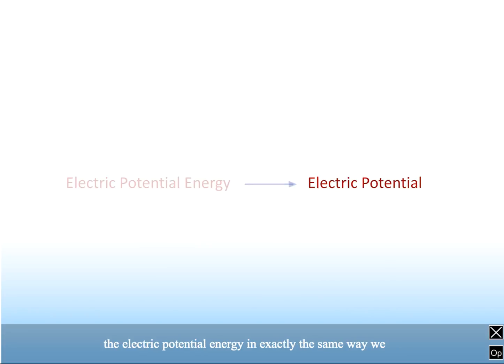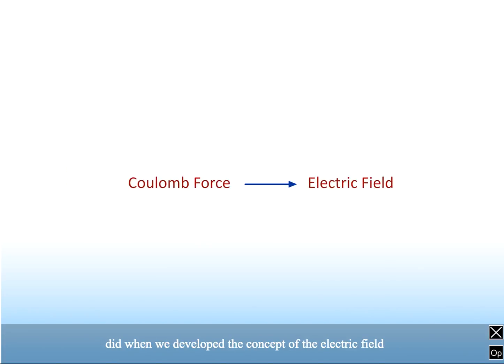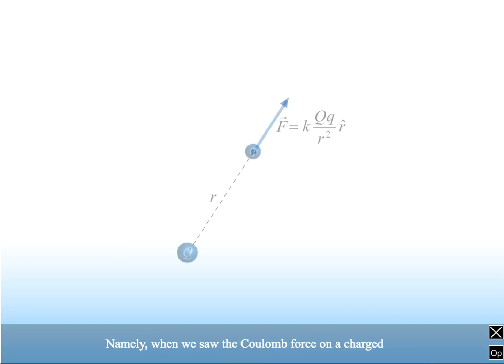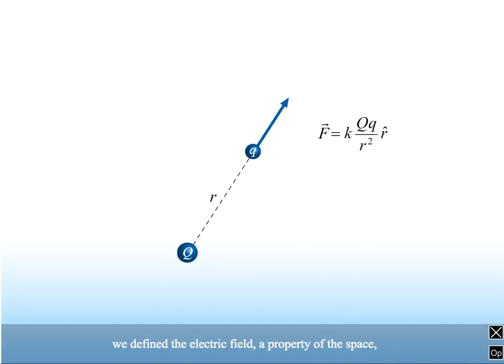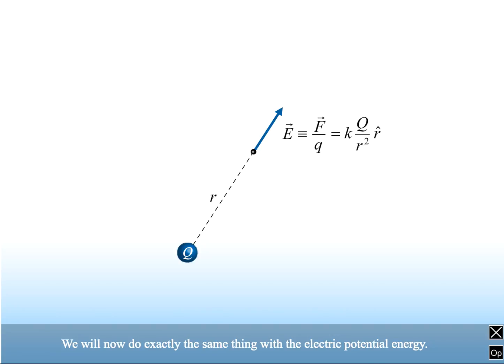We will now develop the concept of electric potential from the electric potential energy in exactly the same way we did when we developed the concept of the electric field from the electric force. Namely, when we saw the Coulomb force on a charged particle at a point in space was proportional to its charge, we defined the electric field, a property of the space, as the force per unit charge. We will now do exactly the same thing with the electric potential energy.